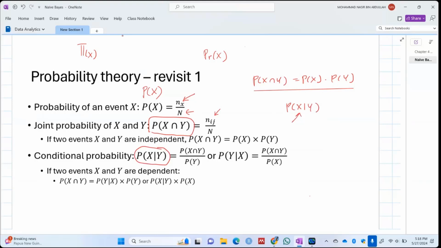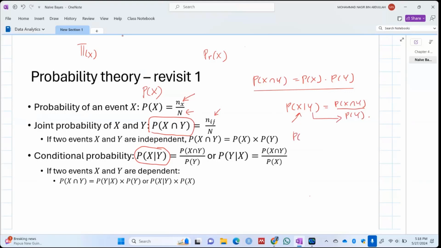Right. For example, let's say you go to one restaurant and you promote that restaurant to your friend. So we want to know the probability your friend will go to that restaurant, provided the information you give to your friend. This is a simple example I can provide for you. So probability of X given Y means the probability of X intersect Y divided by probability of Y. So whatever happened will be on the denominator, right?